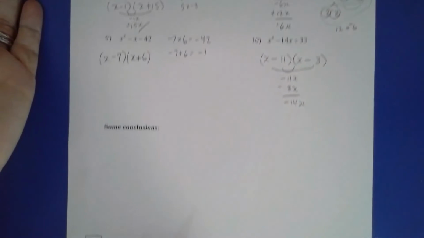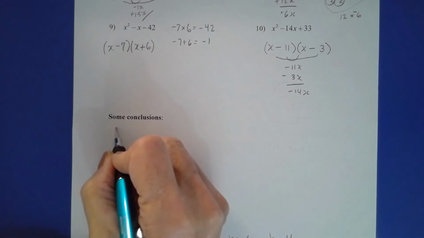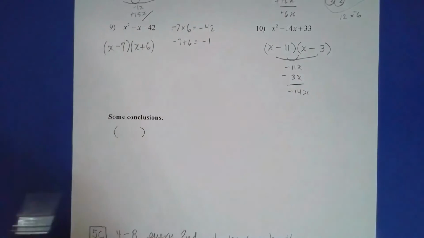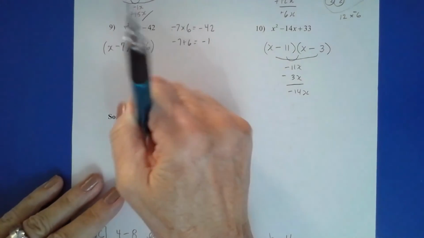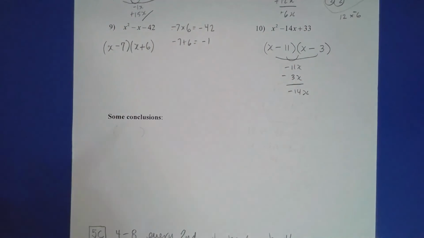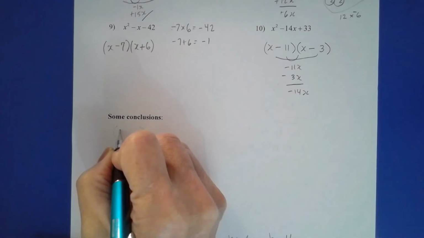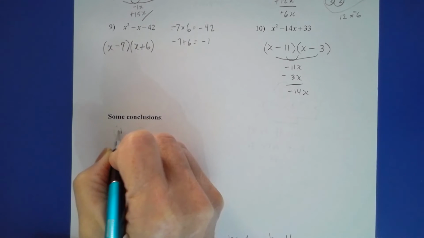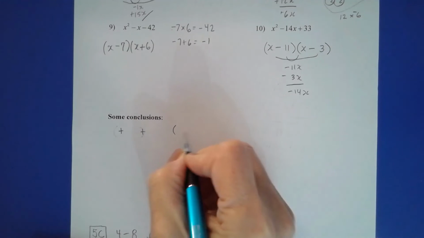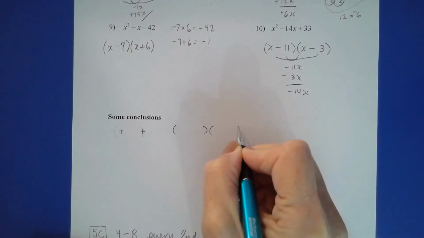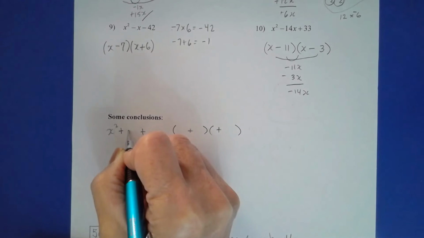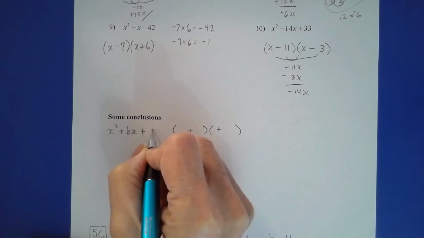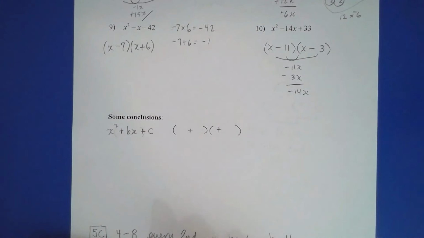Okay, let's talk about some conclusions. This is what I want to say. If the polynomial starts out with a plus and a plus, then this thing is going to have a plus and a plus. Right? If I've got x squared plus some value of x plus something, then I'm going to have a plus and a plus in there because everything's positive, so it's all good.